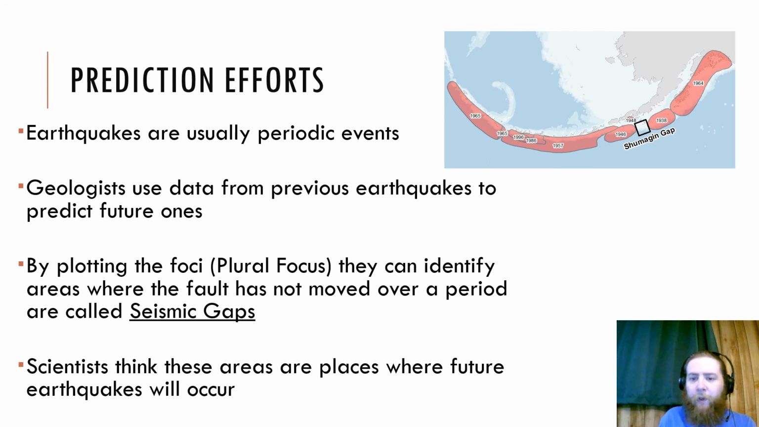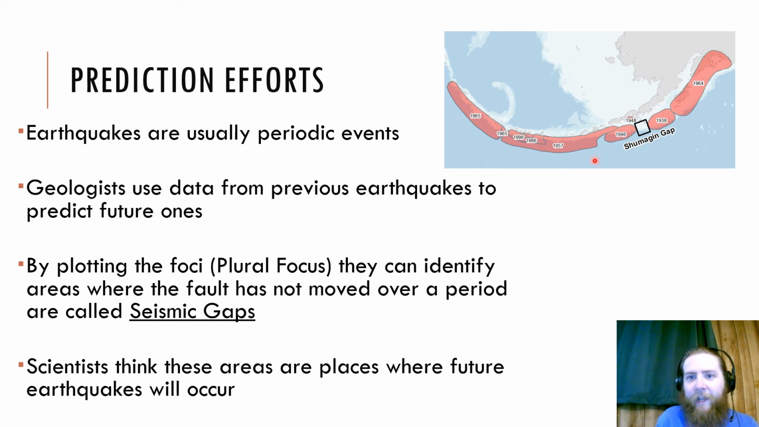So earthquakes are usually periodic events, meaning that they happen over a cycle. Using information from previous ones, we can hopefully detect future ones. By plotting the foci, which is the plural of focus, we can identify areas where the fault has not moved over a series of time, and this is called a seismic gap. And we think that these are areas where earthquakes could potentially happen, where this plate hasn't moved in a long time and it will.